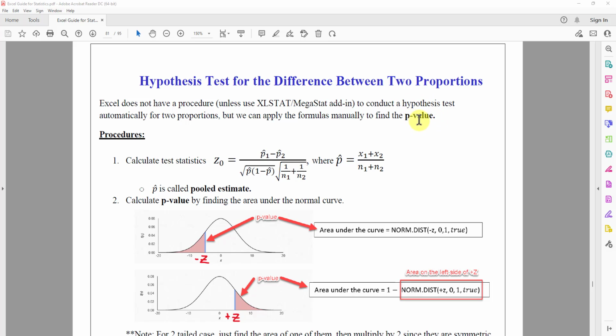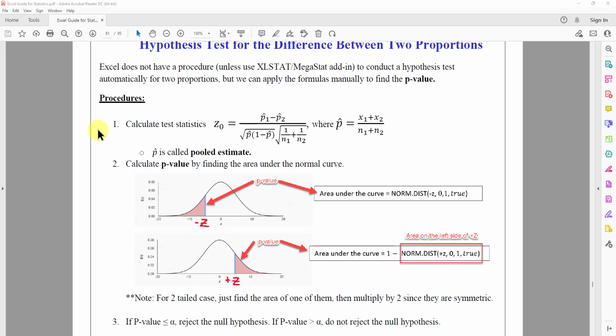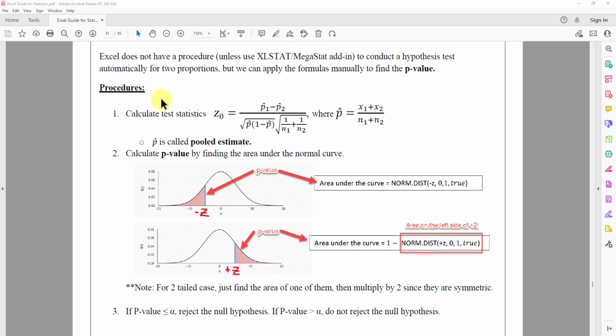And as long as the p-value is less than or equal to alpha, which is the level of significance, then we reject the null hypothesis. If not, then we fail to reject the null hypothesis. Okay, look at below. We have 3 steps to find the p-value.